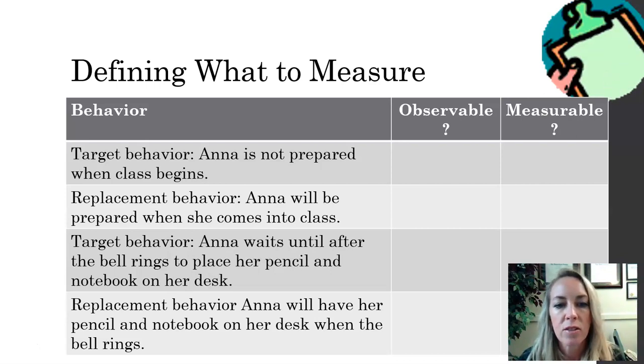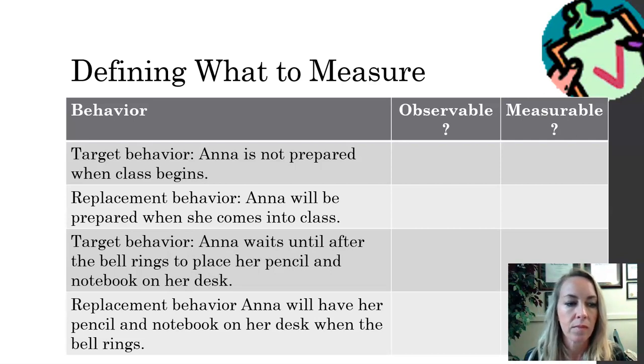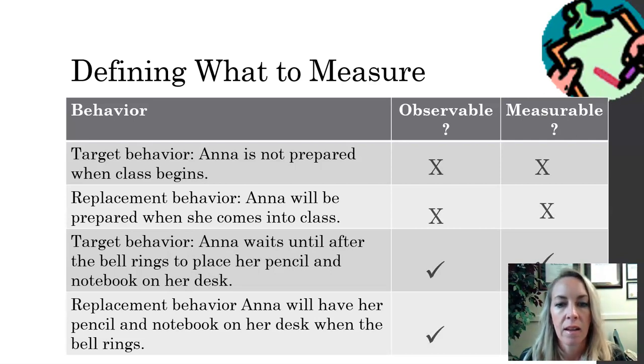So the first one says, the target behavior: Anna is not prepared when class begins. Is that observable and measurable? Her replacement behavior would be, Anna will be prepared when she comes into class. So can we see being prepared, and would one person expect the same behavior to be prepared as the next? So the answer to that is no.